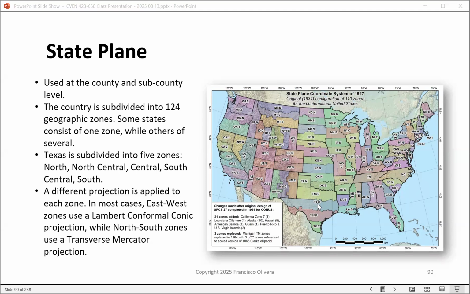There are a total of 124 zones, and in most cases, the east-west zones use Lambert conformal conic, or they could also use Albers equal area, but most of them use Lambert conformal conic. And the north-south zones most likely use a transverse Mercator projection. So once again, the term state plane means official, and what is official in Central Texas is not official in, for example, East Georgia. You can call it official, but they are going to be different projections depending on the zone.